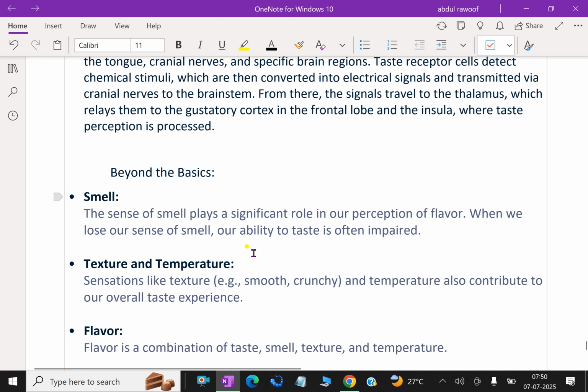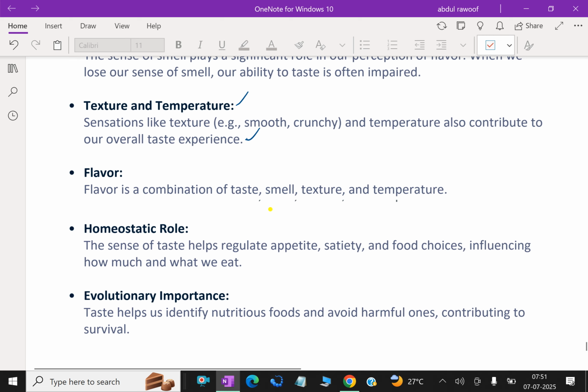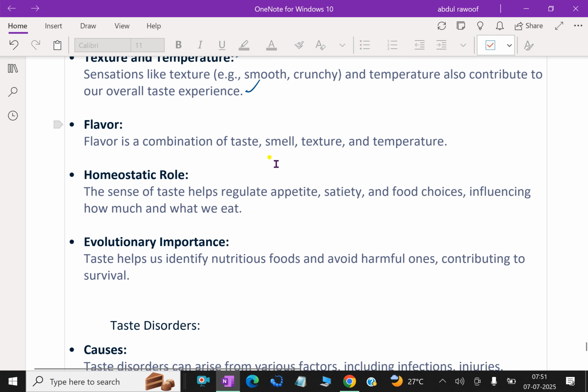Beyond the basics, there are some things we can explain further. Smell. The sense of smell plays a significant role in our perception of flavor. When we lose our sense of smell, our ability to taste is often impaired. Texture and temperature. Sensations like texture, for example smooth or crunchy, and temperature also contribute to our overall taste experience. Flavor. Flavor is a combination of taste, smell, texture, and temperature.